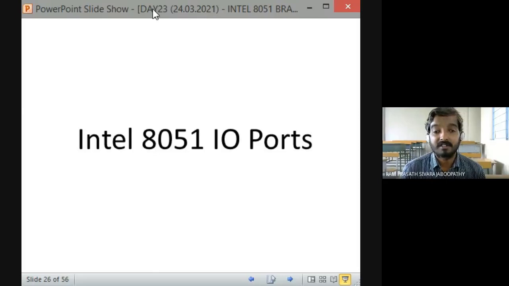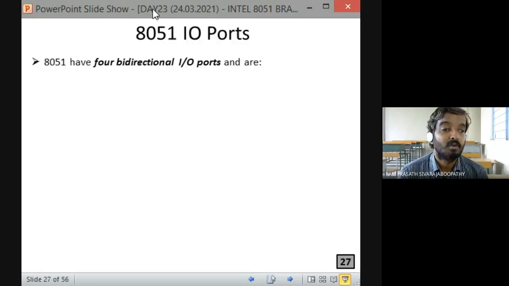So now we can discuss the ports of Intel 8051. Here we are going to discuss the circuit of the ports. A port is a hardware circuit, correct? So how that hardware circuit is in each port, and their functionality, we are going to discuss now. Okay. So 8051 has 4 bidirectional IO ports.